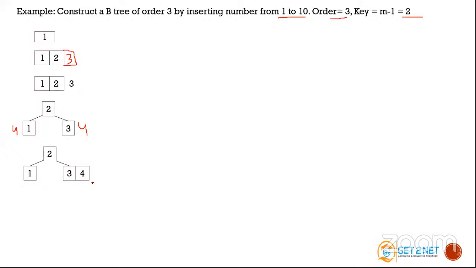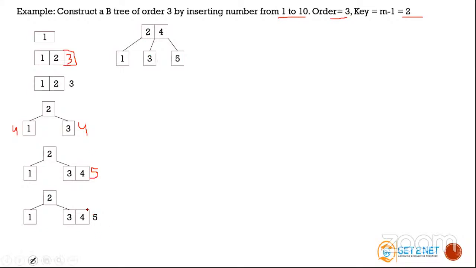Then came 5. 5 cannot be inserted here because we have a key of 2. We cannot insert it here. So the 4 will go up here, and 5 will come to the right side. 3 will make another node and 1 will make another. Got it?